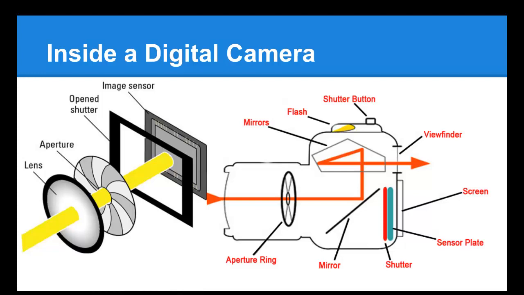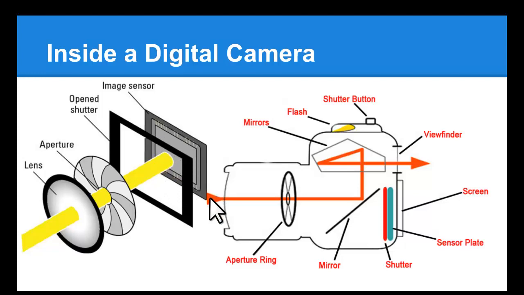These are two images that show the inside of what digital cameras look like. In this one, you can see that there is the lens, and the yellow light is going through the lens, through the aperture, and this black rectangle right here represents the shutter. At this point, the shutter is open and it's allowing the light to go through and hit the image sensor of the digital camera.